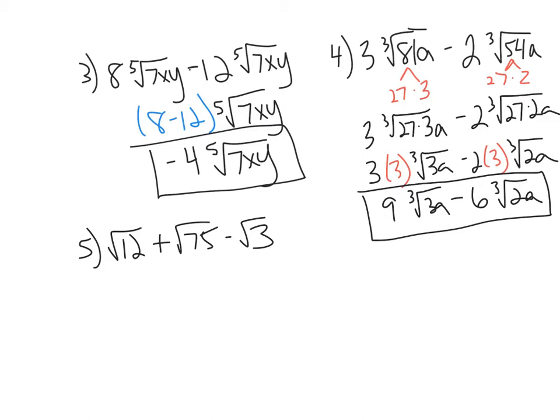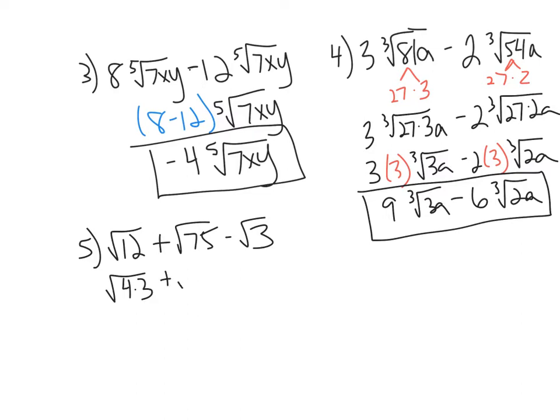Again, our goal is to get it as small as possible. So let's see if we can break down those large numbers. So 12, square root of 12. Well, 12 is not a perfect square. But what can we multiply to get 12 that is a perfect square? We can rewrite 12 as 4 times 3.